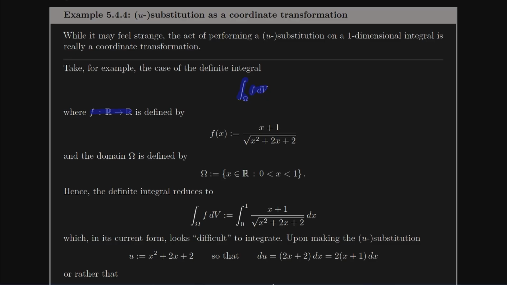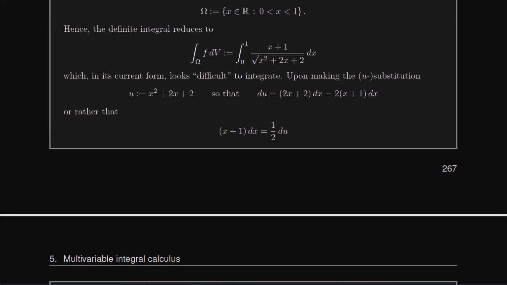We're going to take this function, which is x plus 1 divided by root x squared plus 2x plus 2. We're going to integrate over the domain where x is between 0 and 1. So of course, in calc 1 terms, it looked like this notation, the integral from 0 to 1 of the function x plus 1 over root x squared plus 2x plus 2 dx. And in its current form, it's very difficult to integrate. What I'm trying to emphasize for today is that by performing coordinate transformations, we make integration easier.